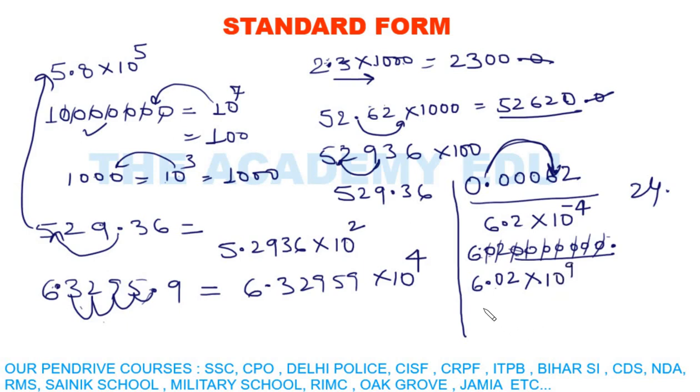But suppose it is 0.000000602. Now how can I write it? I will write 6.02 into 10 raised to the power 1, 2, 3, 4, 5, 6, 7, 8, 8. So I brought this point 8 times to the right side. So I will put a minus, power 8. This is how we can write the standard form.